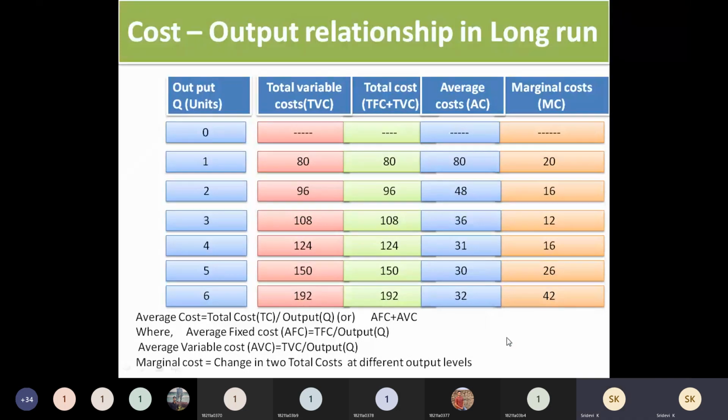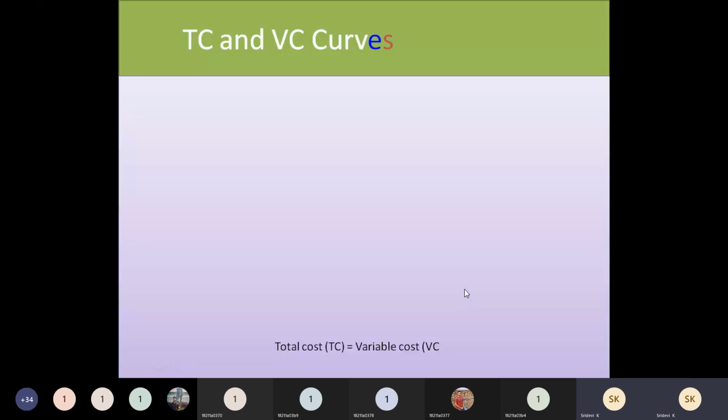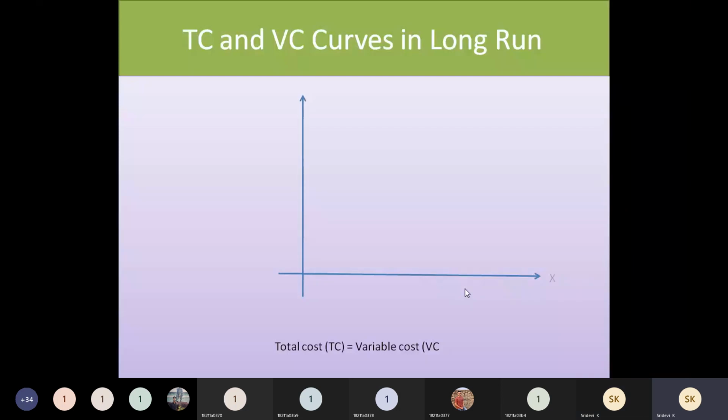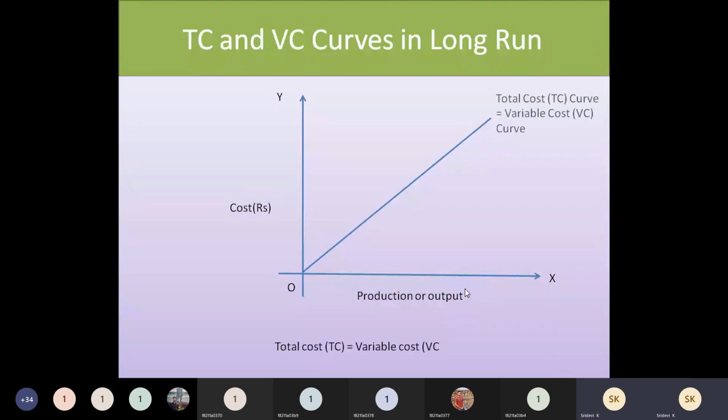Is that clear? So for this same, you are going to draw the total cost curve and variable cost curves. So both will be equal now. So both will be equal means only one graph you will get. Starting from 0, it will be like this, flowing from left to right upwards. Because total cost is equal to variable cost, it is flowing from left to right upwards, starting from origin. So these points you need to write below this graph.